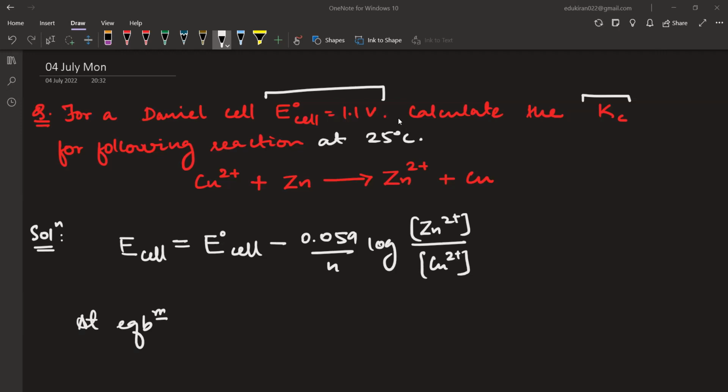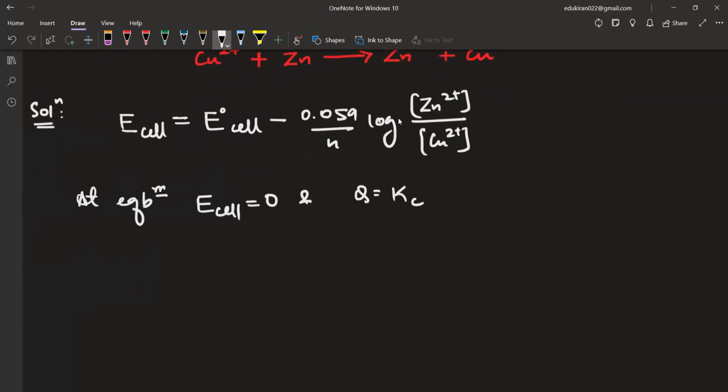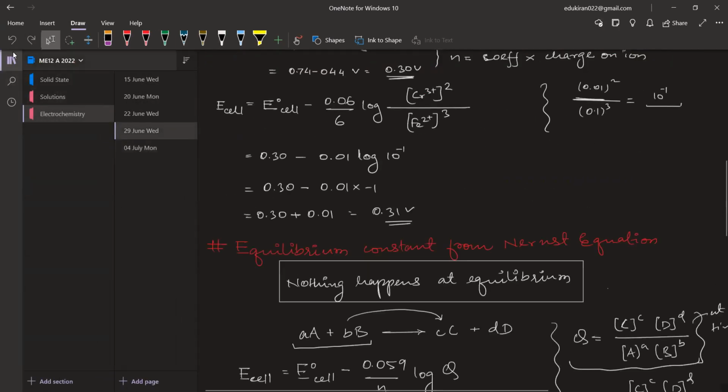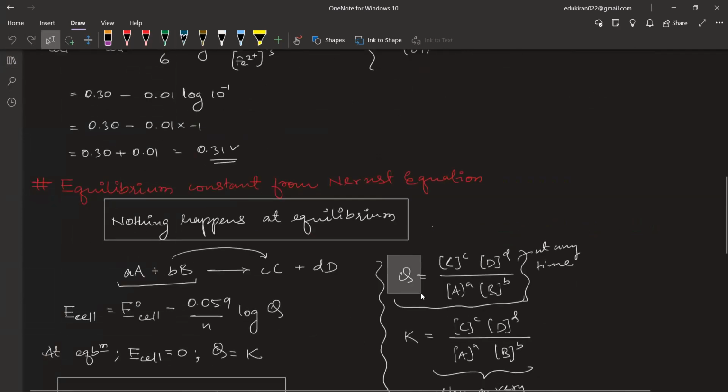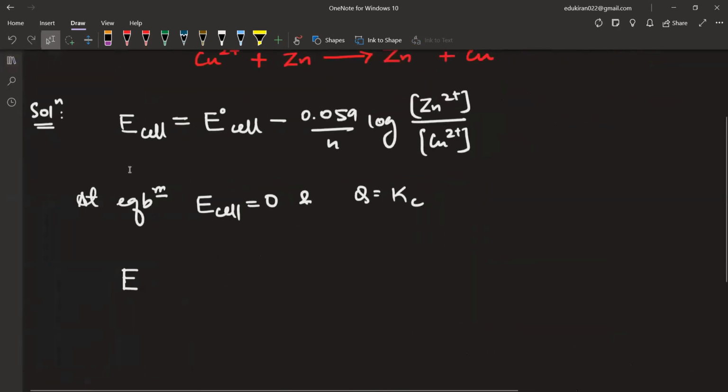That means our cell will not work. So E cell will be equal to how much? E cell will be equal to 0. And this log Q will be equal to log of Kc, or rather you can write Q is equal to Kc. Product upon reactant, that is the reaction quotient, will be equal to Kc. So what is Q? The reaction quotient. We did this last time, see. This is Q. At any particular time it is Q, but at equilibrium it becomes K.